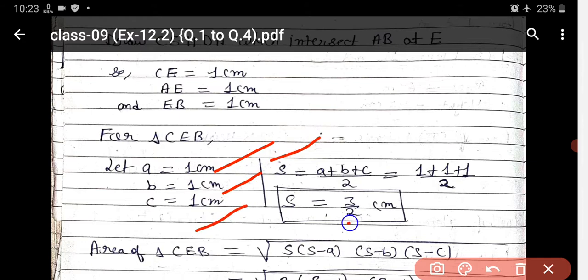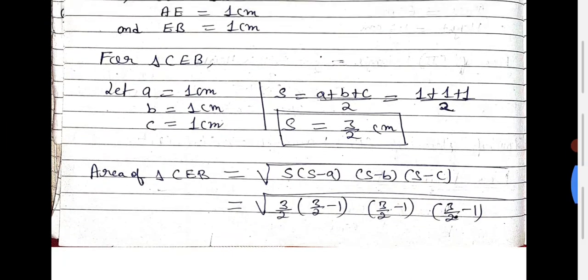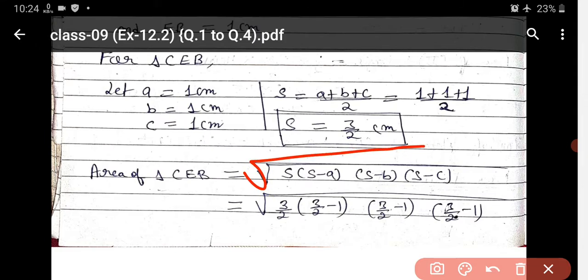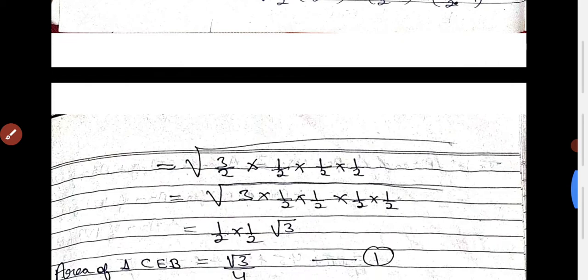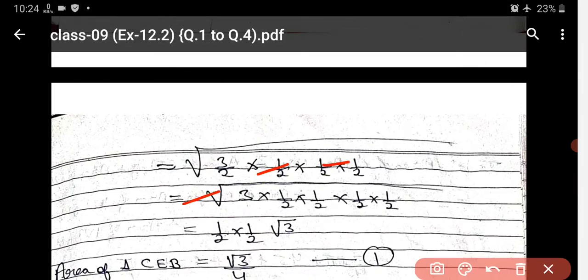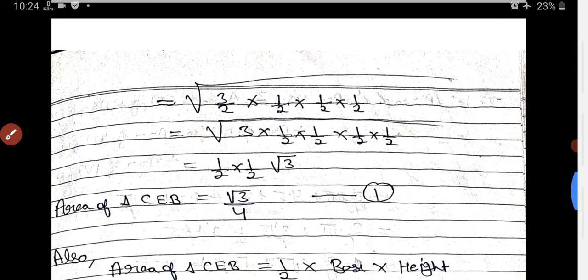What is the value of s? You will get 3 by 2 by applying the formula a plus b plus c by 2. Now area of the triangle CEB is under root s into s minus a, s minus b, s minus c. Put the value of s, 3 by 2, a 1, b 1, c 1. So 3 by 2 minus 1 you will get only half. 3 by 2, and we get half, half, half. So 3 remains inside, and this pair, 1 by 2 pair and 1 by 2 pair, come outside. So that will become 1 pair outside, 1 upon 2, 1 upon 2. Here also 1 upon 2, 1 upon 2, they come out from here, and 3 remains inside. So it becomes under root 3 by 4. It is your first equation.